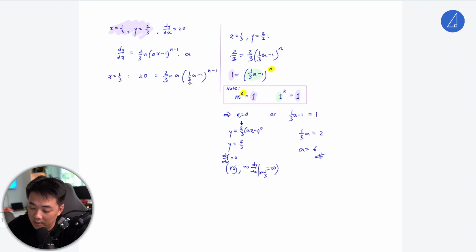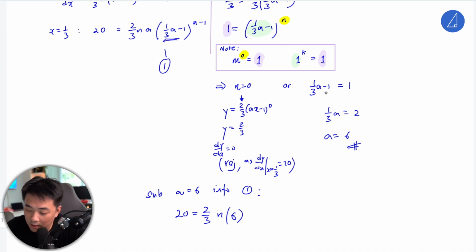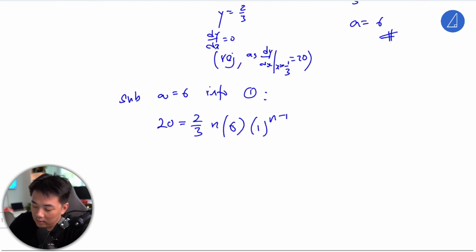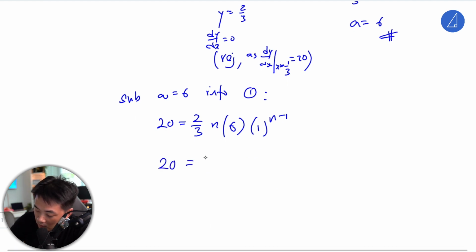Then I'm going to sub a equals 6 into this equation now. So this equation will be of use already. I'm just going to substitute a equals 6 into equation 1. That will be 20 equals 2n times 6 divided by 3, multiplied by 1 to the power n minus 1, because I know that 1/3 a minus 1 is 1. So it's just 1. In this case, 2 times 6 divided by 3 will be 4. And so n is equal to 20 divided by 4, which is 5.